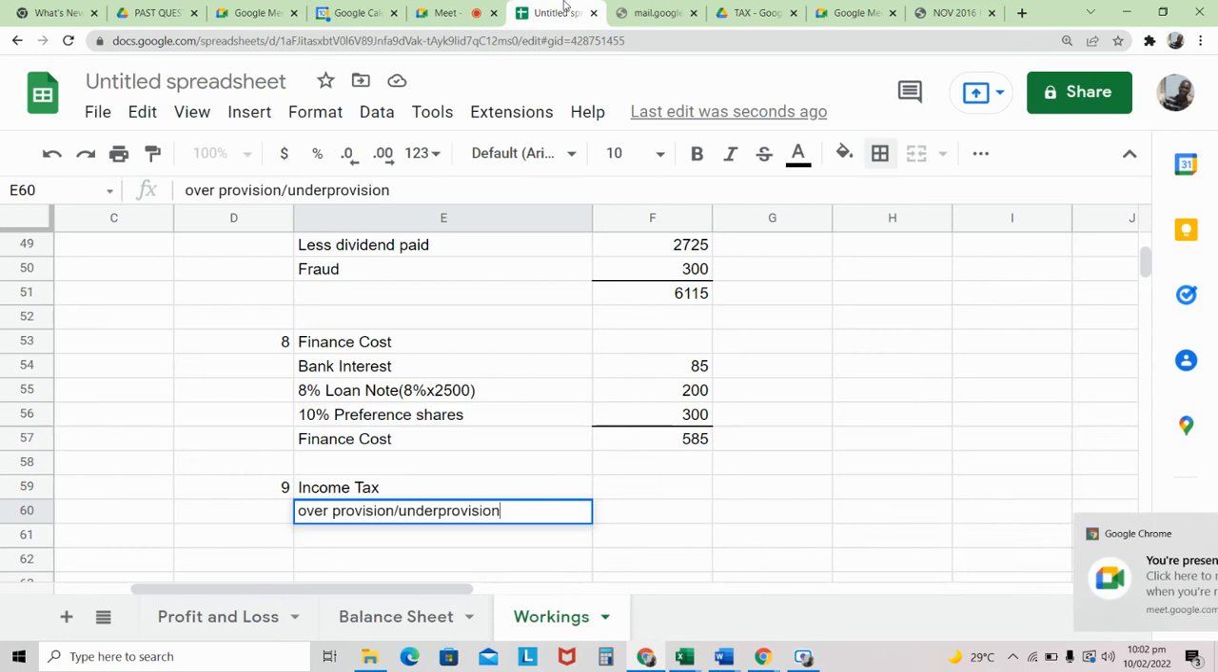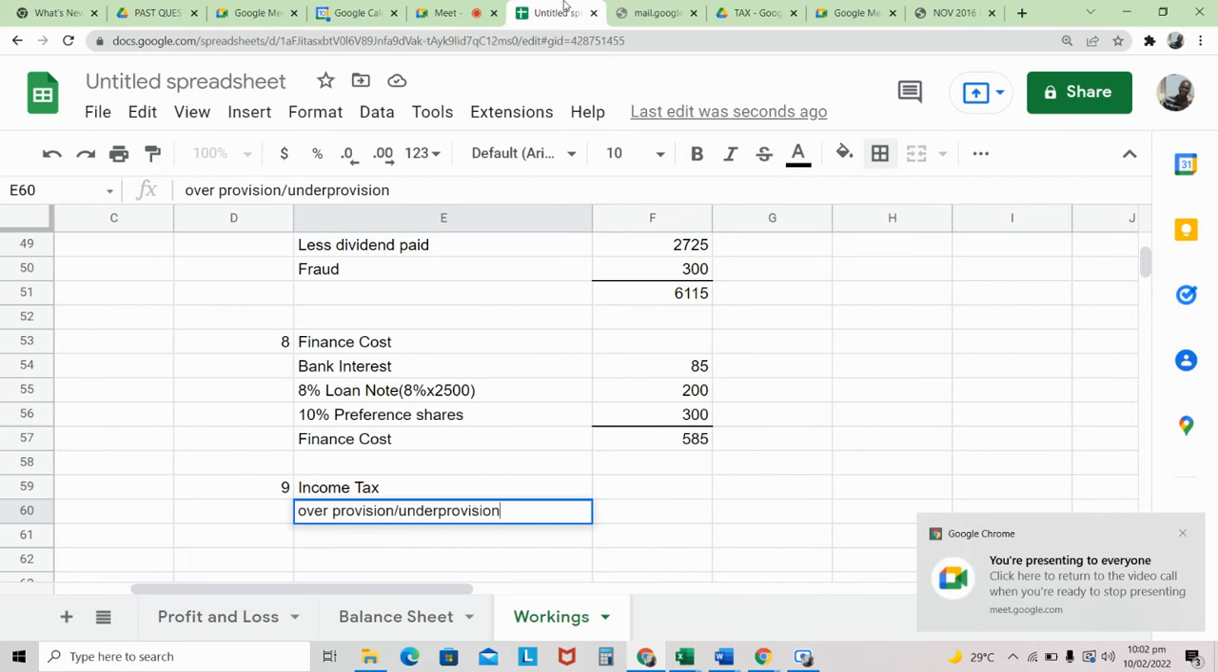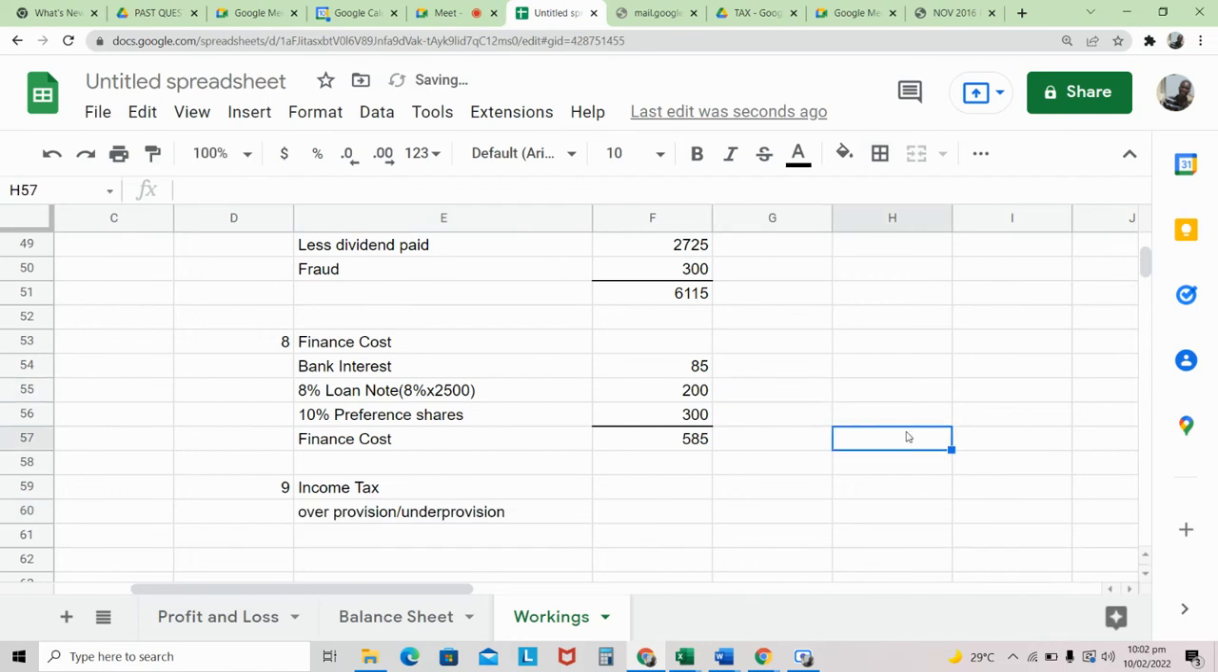Okay, the GRA may ask the company to pay more or less. So sometimes the company can make provision that it will pay tax of 3,000, but GRA can say okay, pay tax of 4,000. So this is under provision. You provided for this, but GRA says pay 4,000. So this is under provision of 4,000. Sometimes you can also make provision of 4,000, and GRA can tell you to pay 3,000. So here it is an over provision.